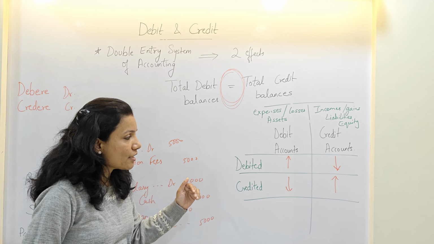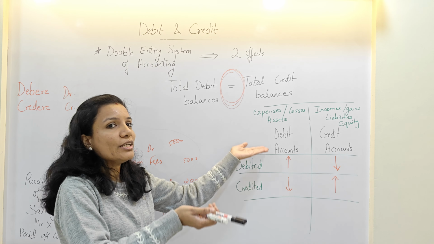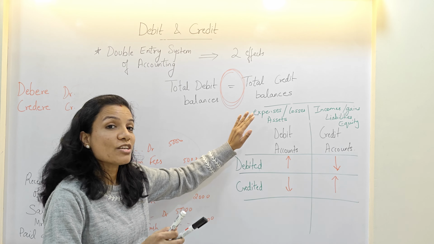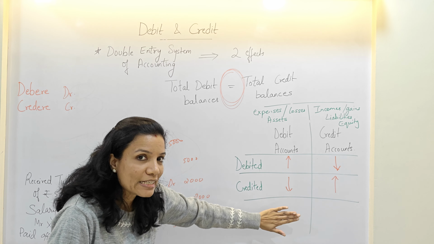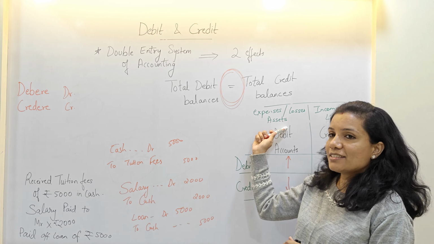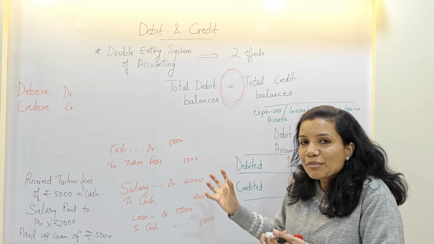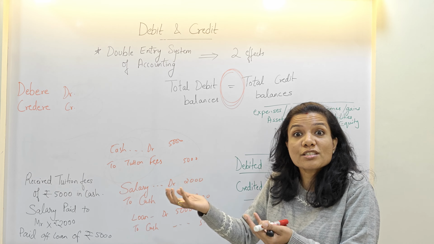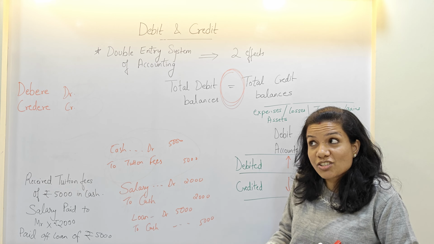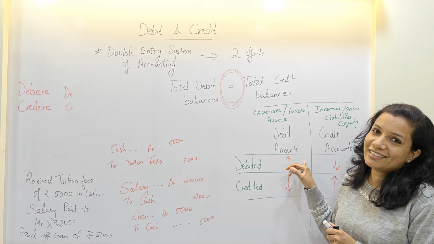Now what happens to these accounts? Whenever the debit accounts are debited, their value increases. And when the debit accounts are credited, their value will decrease. Let's cross verify. Cash. Now assets are debit accounts. Now cash, when it is debited, cash is coming in. Tuition fees received, cash is coming in. Cash is debited, cash is increasing. Asset is increasing. So when they are debited, it increases.